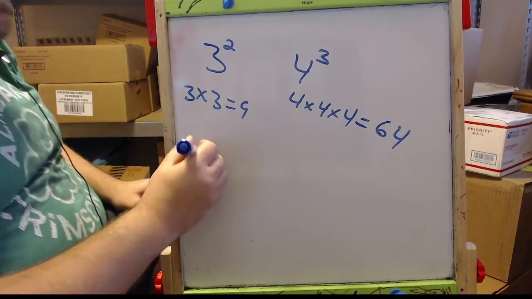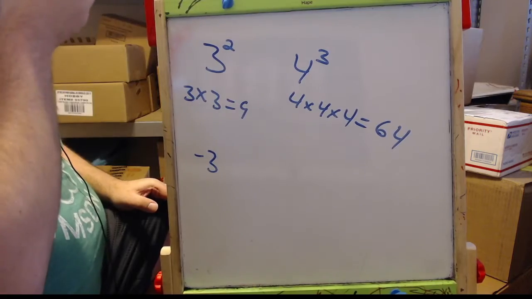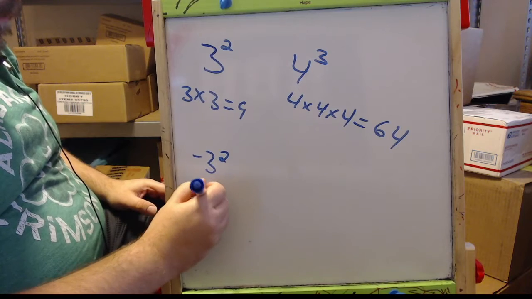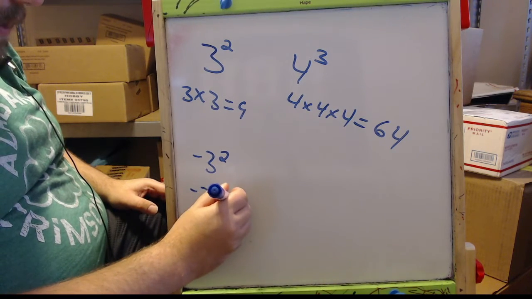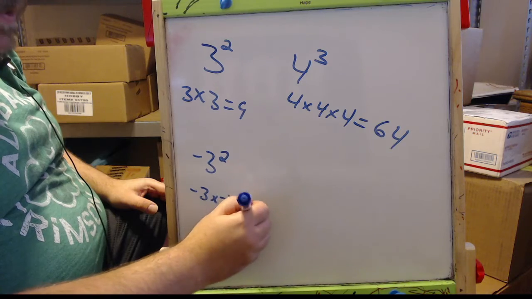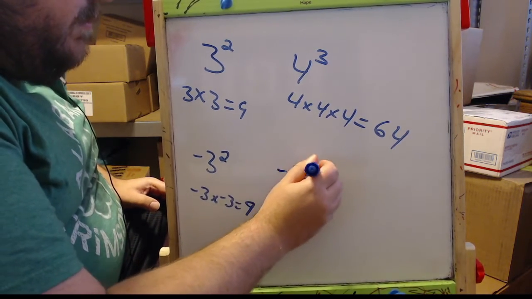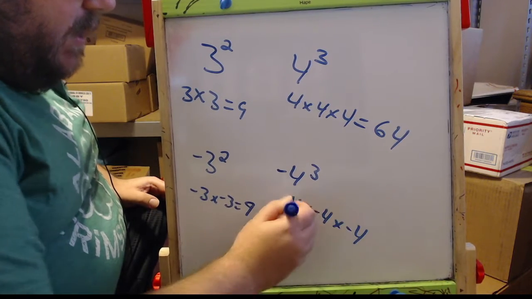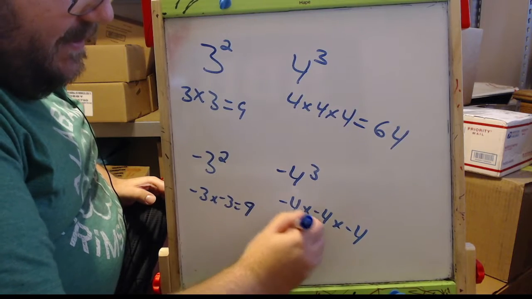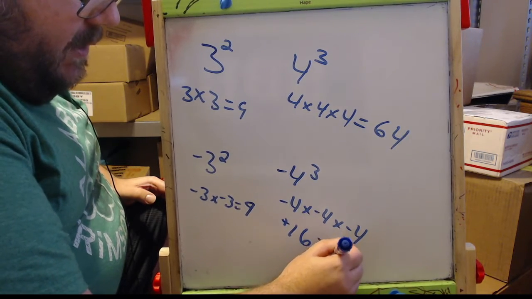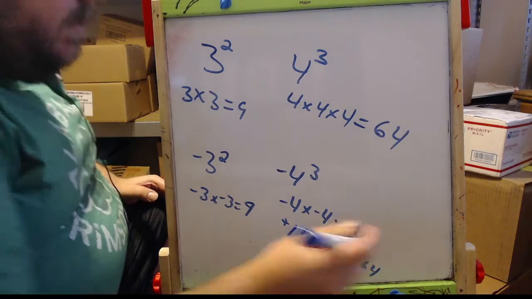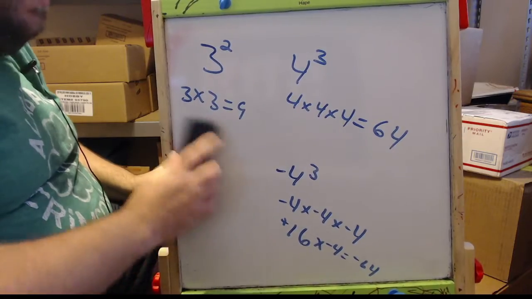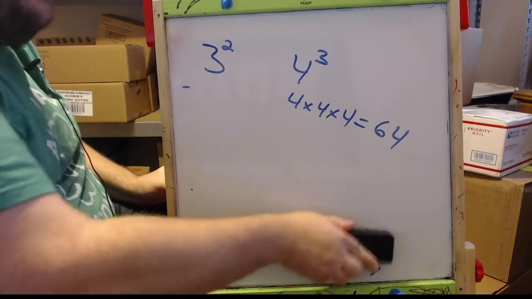What if it's a negative number? Negative 3, now we won't raise them to negative powers, but what if it's negative 3 squared? Well, now you take in your rules. How many times am I multiplying it? Negative 3 times negative 3. I'm doing it twice. So negative times a negative is 9. What if it was negative 4 cubed? Negative 4 times negative 4 times negative 4. All right, negative 4 times negative 4 is positive 16. I'm going to multiply that by negative 4, and I end up with negative 64. So that's how exponents work. Whatever number your number is raised to, that's how many times you multiply it.